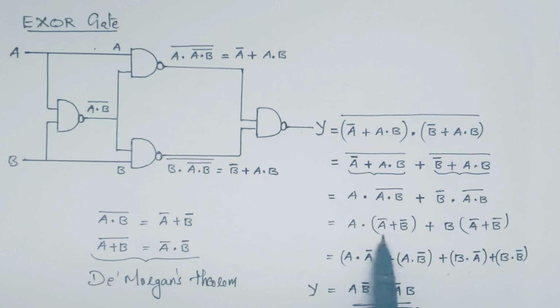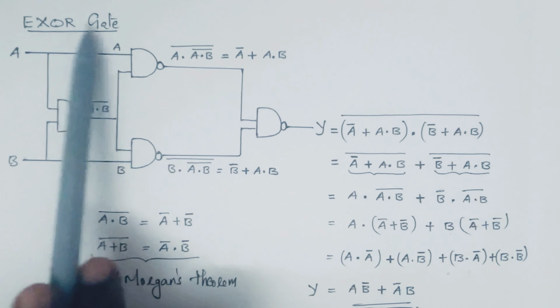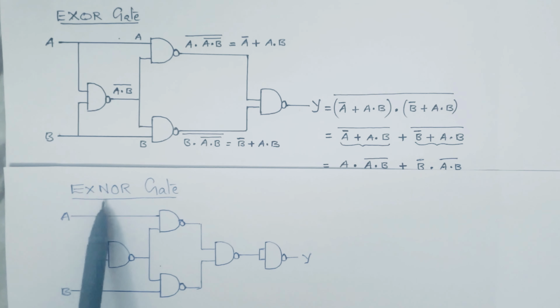Now we are going to multiply this: A dot A bar plus A dot B bar plus B dot A bar plus B dot B bar. What is A dot A bar? It is 0. And this will become A B bar, plus B dot B bar is 0. So we'll get B dot A bar. So finally we are getting Y is equal to A B bar plus A bar B, which is the same as the XOR gate operation.